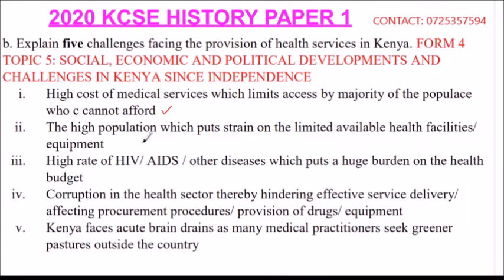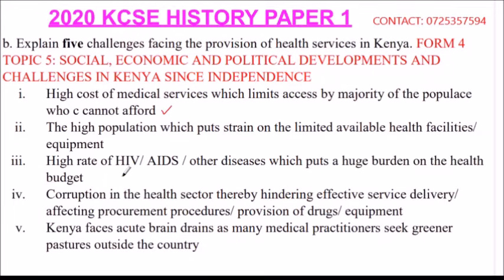Roman number 2, high population which puts strain on the limited available health facilities and equipment. The population is more than the available health facilities. Like maybe we have a hospital serving so many people, so that is a challenge. Roman number 3, high rate of HIV, AIDS and other diseases which put a huge burden on the health budget. So it is very expensive to treat some of these diseases.